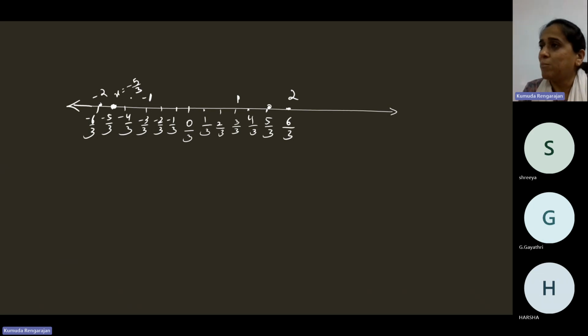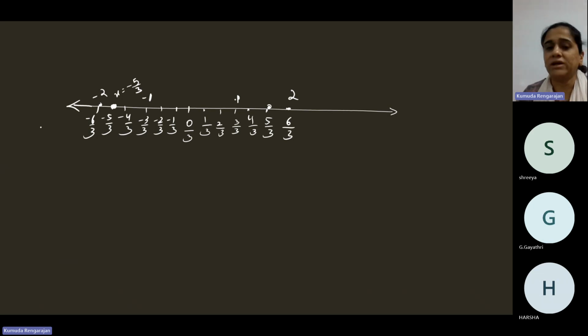On the other side, minus 1 by 3, minus 2 by 3, minus 3 by 3. Minus 3 by 3 is minus 1. Minus 4 by 3, minus 5 by 3, minus 6 by 3, which is minus 2. So where is minus 5 by 3 here? Just mark that and write x is equal to minus 5 by 3. So this is how the solution is represented geometrically.